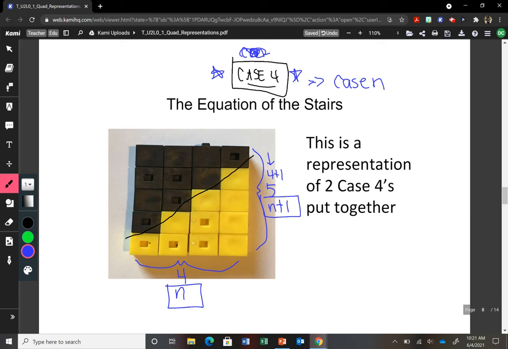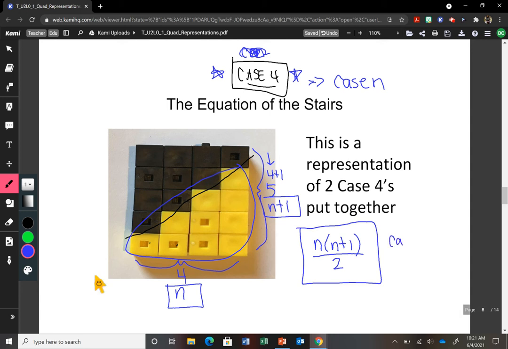So if we come up with this equation, this side times this side is going to give us the 20 that we need. So n times n plus 1. But we don't have this whole thing, we just have half of it. So I'm just going to divide it by 2, because that gives me this part that I need, which is the stairs. So we have n times n plus 1 divided by 2. This is going to end up being our equation for the stairs, case n for stairs.